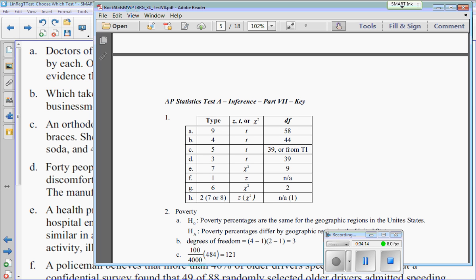Devin. A, B, C, D, E, F, G, C. Okay, let's look at C. It says an orthodontist wonders if soda in the diet may be a factor in loose cement on children's braces. She checks the cement bonds of 40 randomly selected patients who do not drink soda, and 40 for those who drink soda. So we have two independent samples, those who do and those that don't. So it's a two-sample t-test.